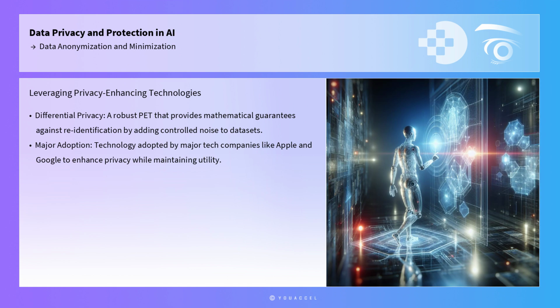Furthermore, organizations can leverage privacy-enhancing technologies to bolster their data protection efforts. Differential privacy is a robust PET that provides mathematical guarantees against re-identification. By adding controlled noise to datasets, differential privacy ensures that the output of data analyses does not compromise individual privacy. This technology has been adopted by major tech companies like Apple and Google to enhance the privacy of user data while maintaining the utility of their analytical models.